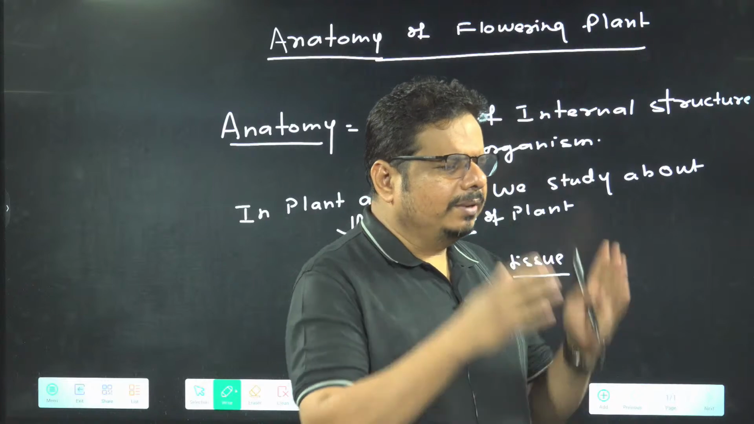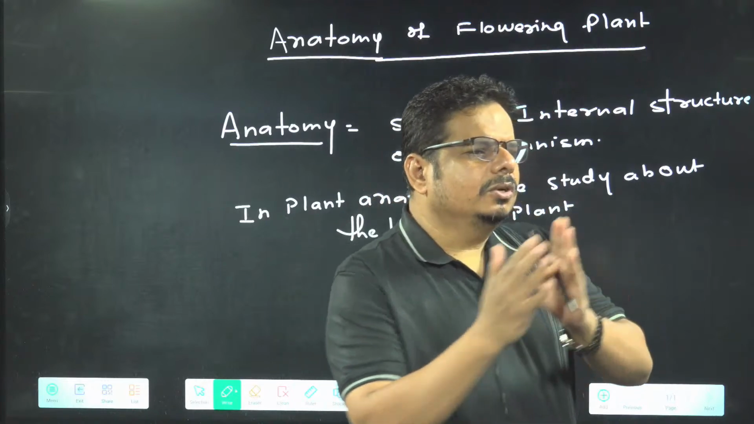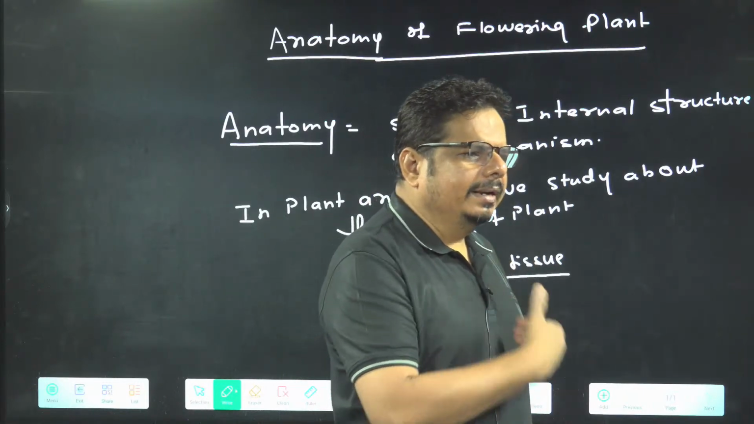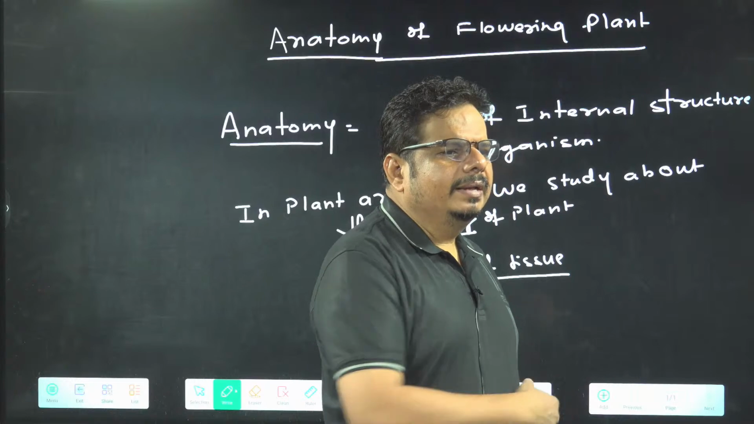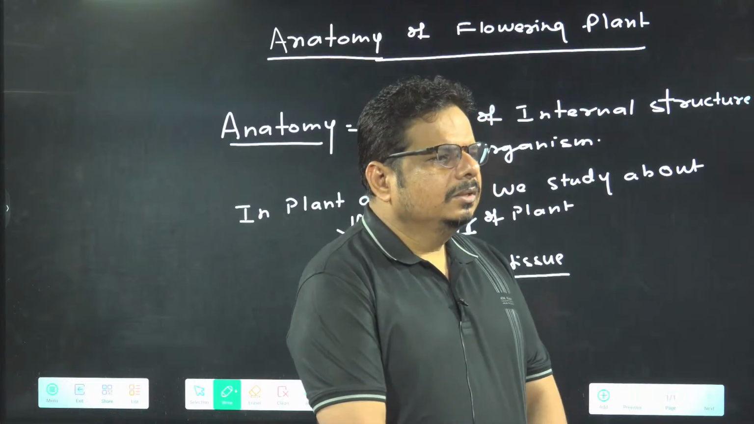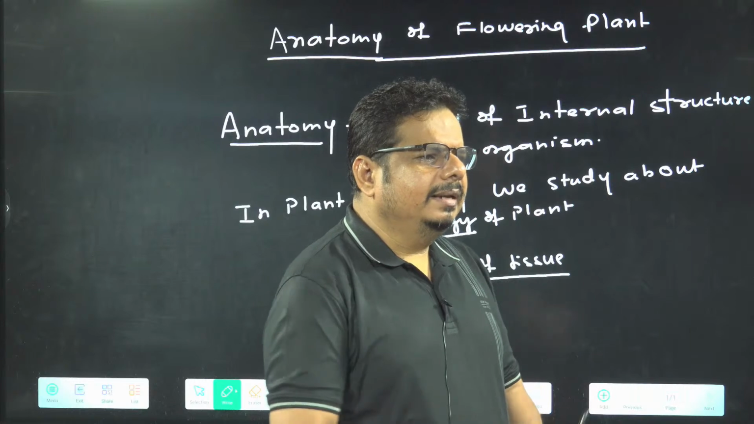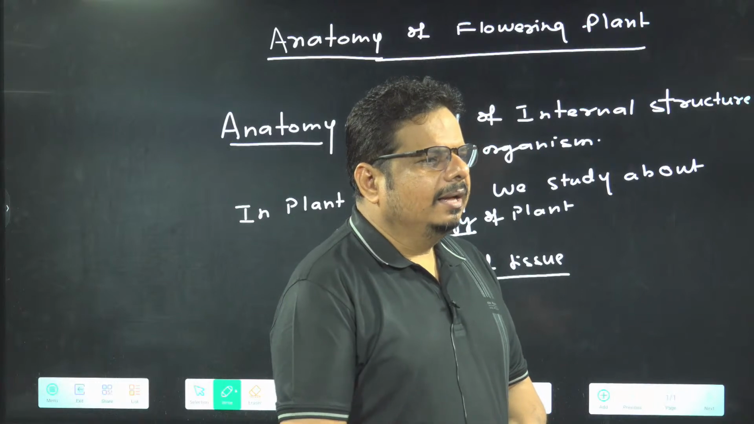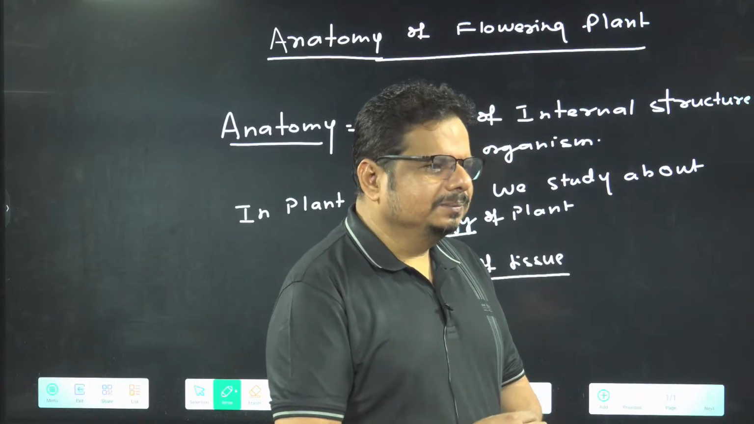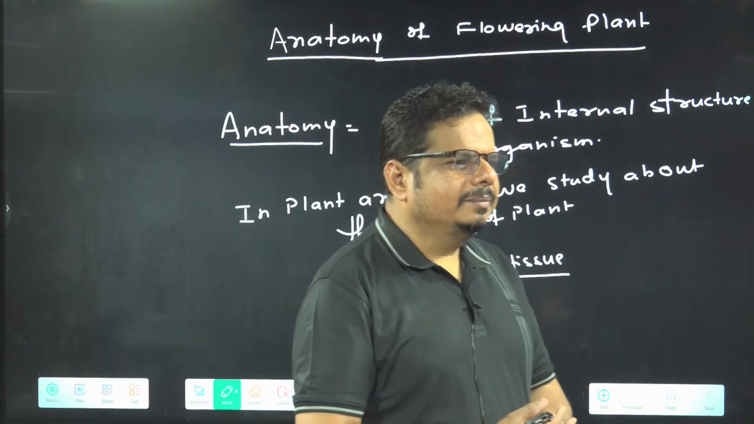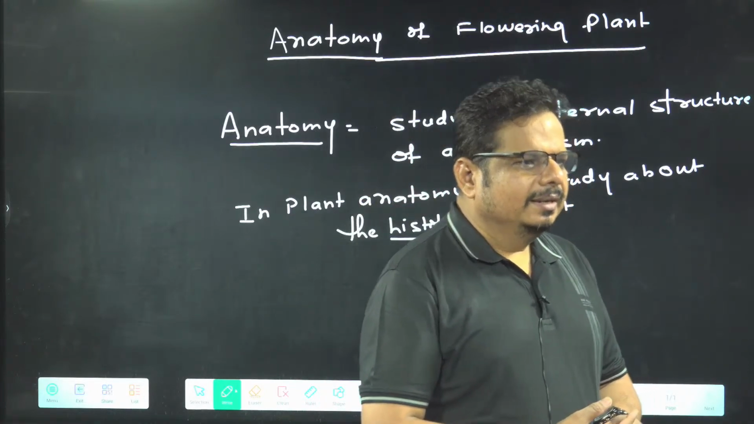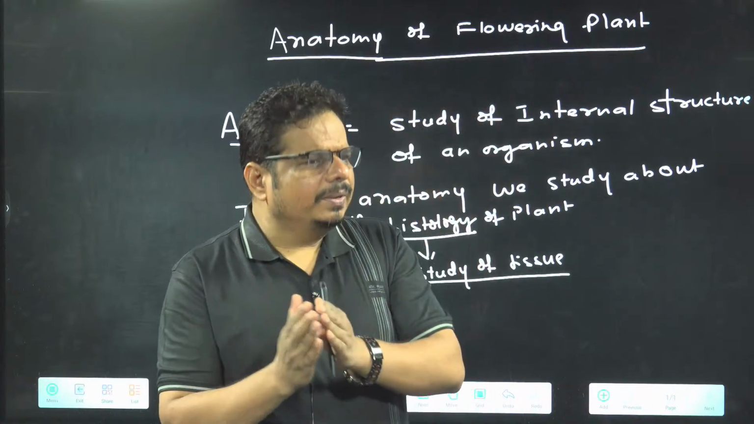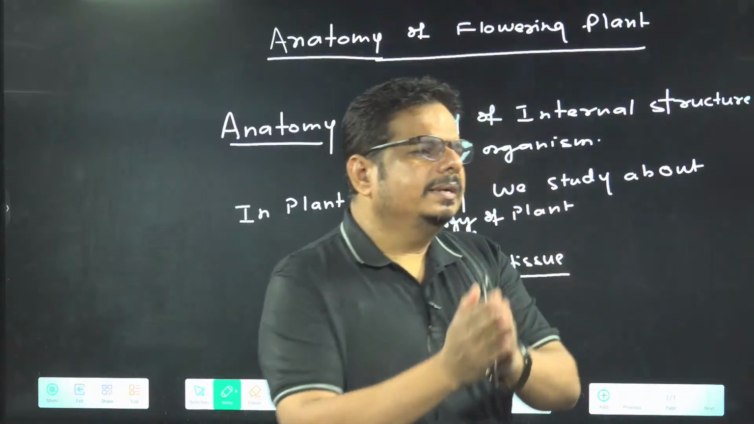So in case of animals, anatomy and histology are different things. Are you getting the idea or not? Because when you are cutting the body of an animal, you are finding internal organs. So in anatomy, you are studying the internal organs, and in histology, you are studying about the tissues, like epithelial tissue, connective tissue, nervous tissue, etc. So in case of animals, anatomy and histology are two different things.